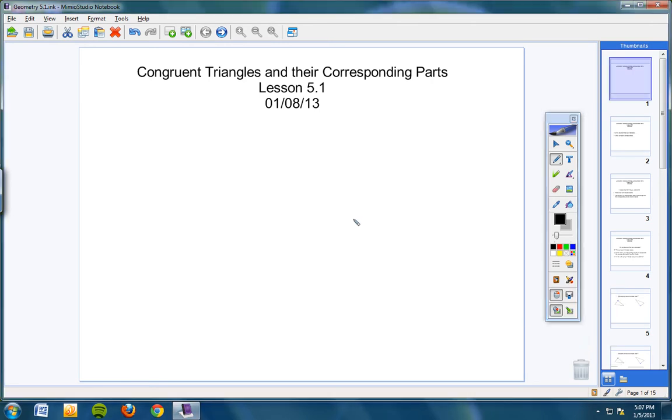Chapter 5 is all about congruent triangles and parts of congruent triangles and how to prove that triangles are congruent, along with a couple other topics. Let me pause and say this. I know that Mrs. Walker has already taught chapters 5 and 6, so if you did well on 5 and 6 or average, be thankful.